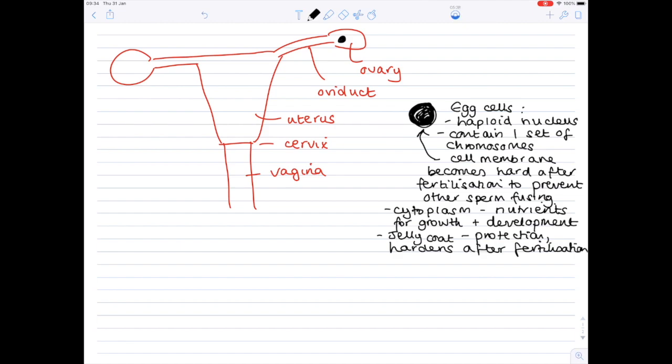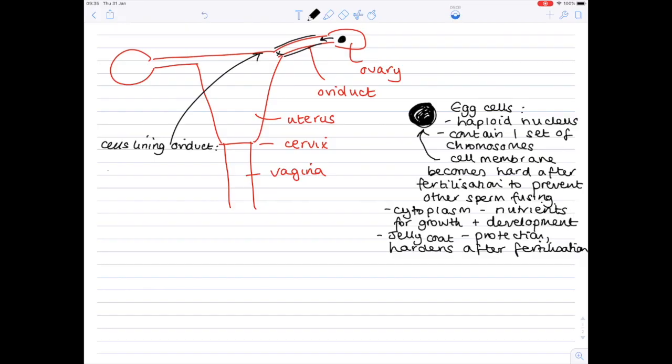Now we know that this egg gets deposited in the oviduct or the fallopian tube, and this point here that I've marked with an X is where fertilisation tends to take place, at the entrance of the oviduct. So what is special about the cells which line the oviduct?